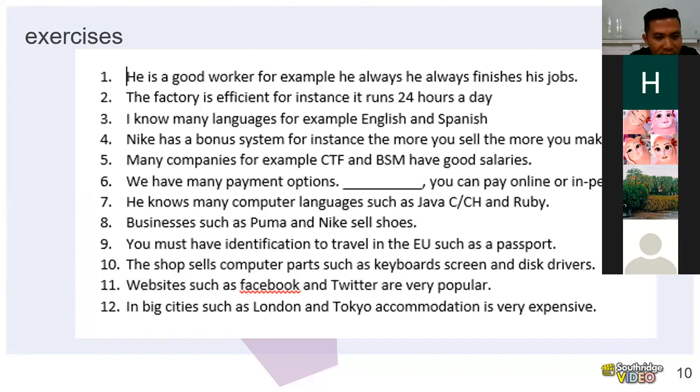Number 10. Yes. Let me, sir. Okay. The shop sells computer parts, comma, such as keyboard, screen, and disk drivers. That's all? Yes, sir. No. Such as keyboards, comma, screens, and disk drivers. Okay, right. The shop sells computer parts, comma, such as keyboard, comma, screen, comma, and disk drivers. Okay, number 11.